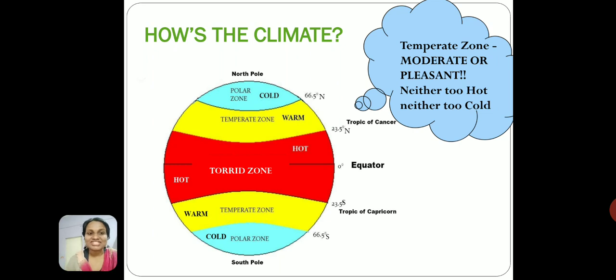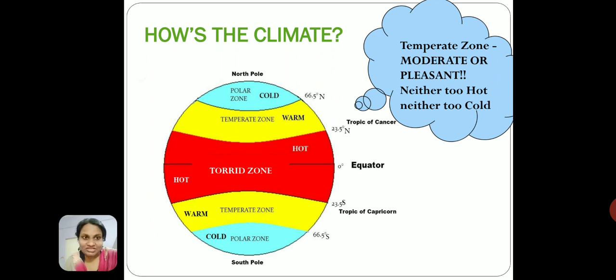So that kind of an image. All right, and temperate is yellow. Okay, it's calm. It's not very hot, not very cold, so yellow. So it's warm, and it will not be very hot and very cold. All right, so that is what you need to remember about the torrid zone.